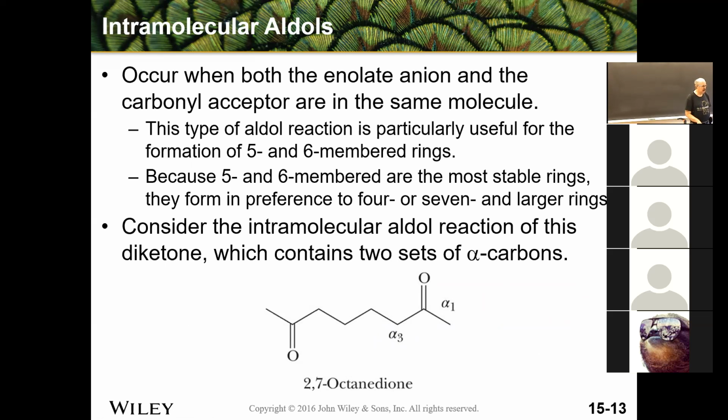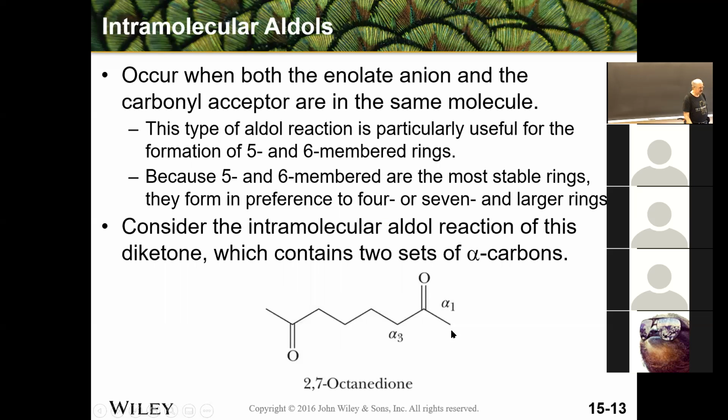Okay, we can also do what are called intramolecular aldols. These occur when we have two carbonyls on the same compound. And this type of aldol reaction is particularly useful for the formation of 5- and 6-membered rings. Because 5- and 6-membered rings are the most stable rings, they form in preference to 4 and 7 or larger rings. So let's consider this reaction.